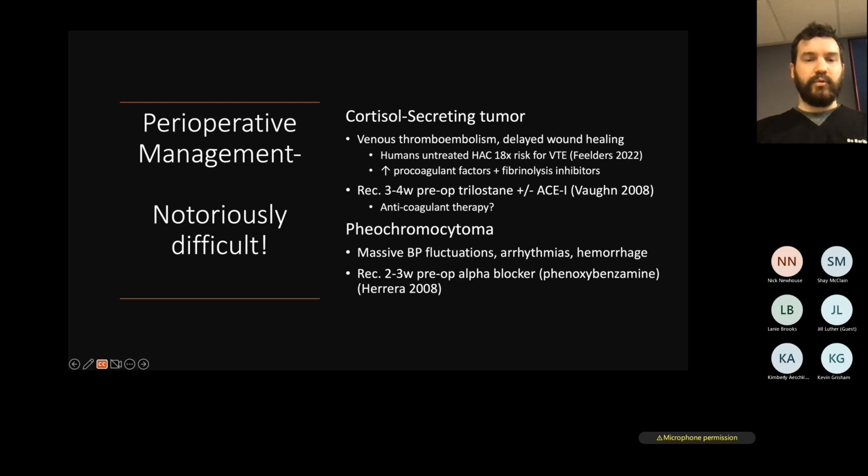So with pheochromocytomas, the huge risks that we worry about are your massive blood pressure fluctuations, arrhythmias, as well as hemorrhage, and that has to do with basically the invasiveness of these tumors when we're going to take them out. The current recommendation is 2 to 3 weeks of a pre-op alpha blocker, so phenoxybenzamine is usually what we go to.